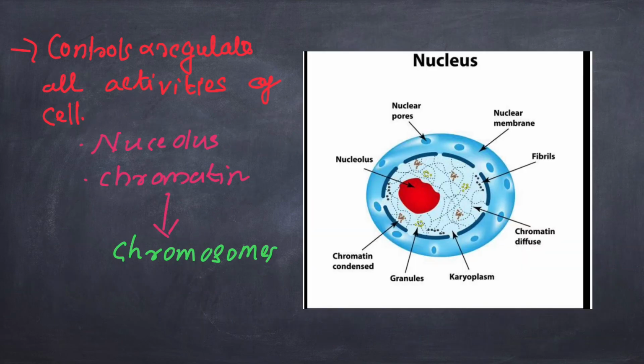Nucleus controls and regulates all activities of the cell. Inside the nucleus are the nucleolus and chromatin. And chromatin becomes arranged in a classical form called chromosomes at the time of cell division.